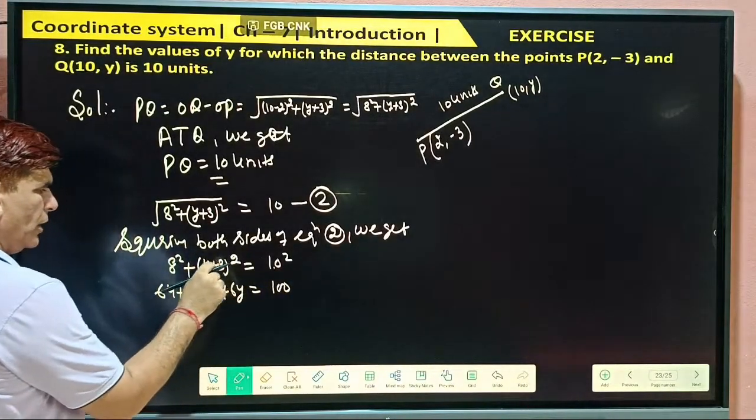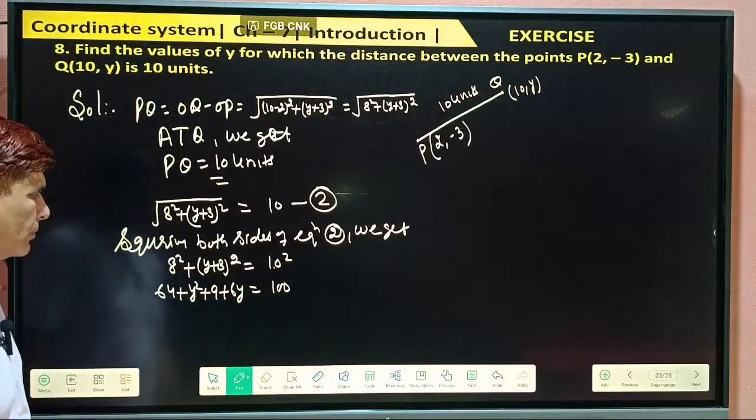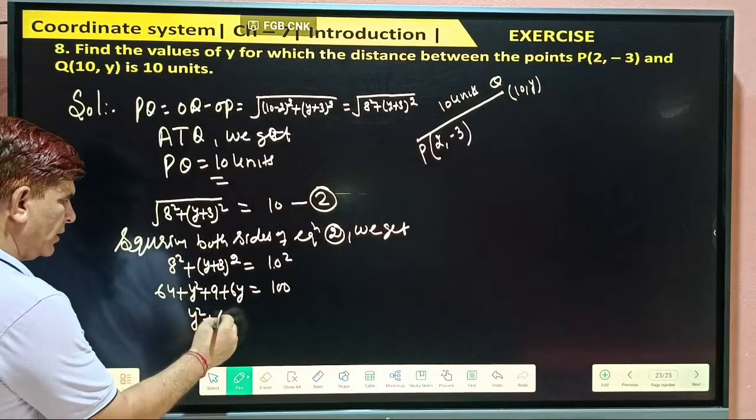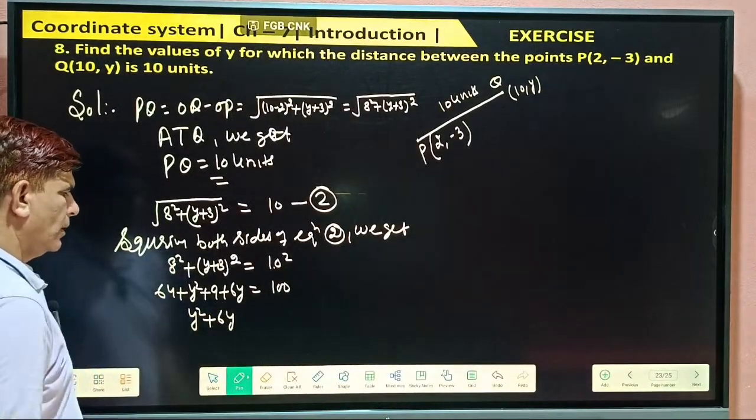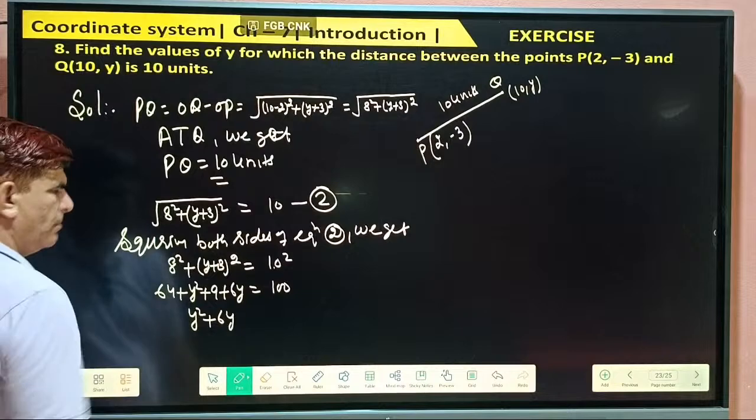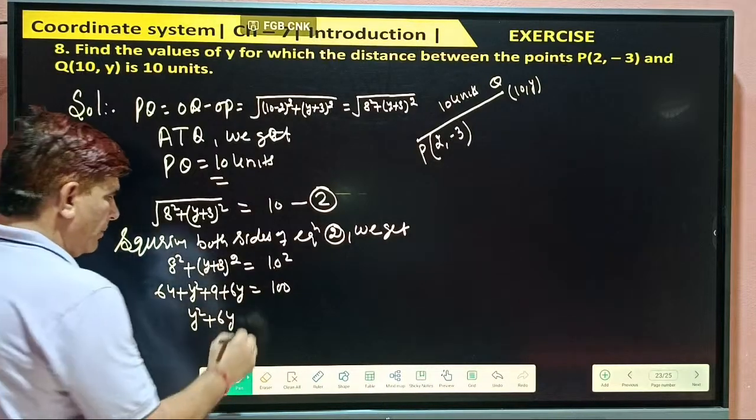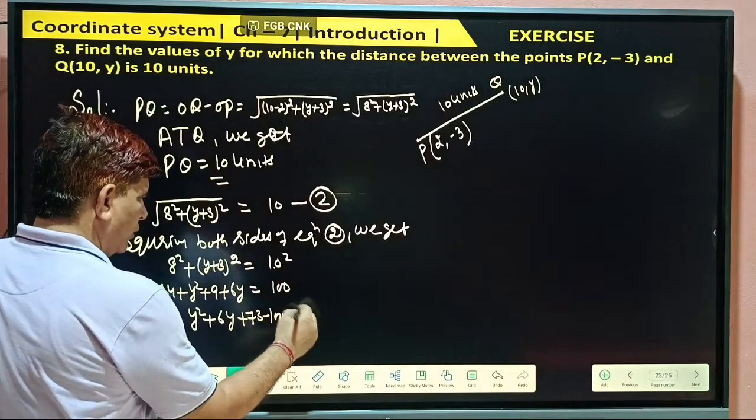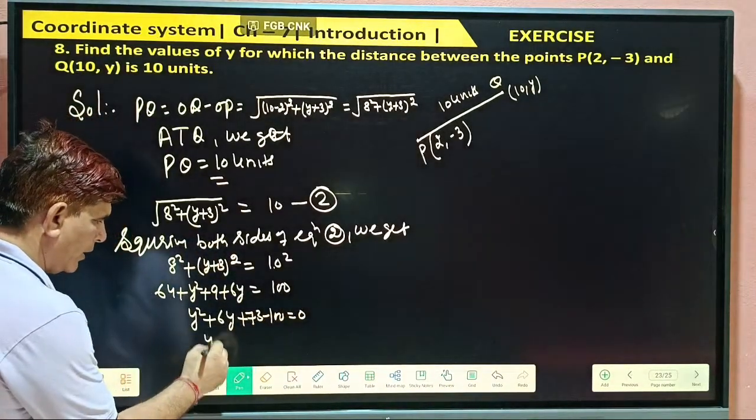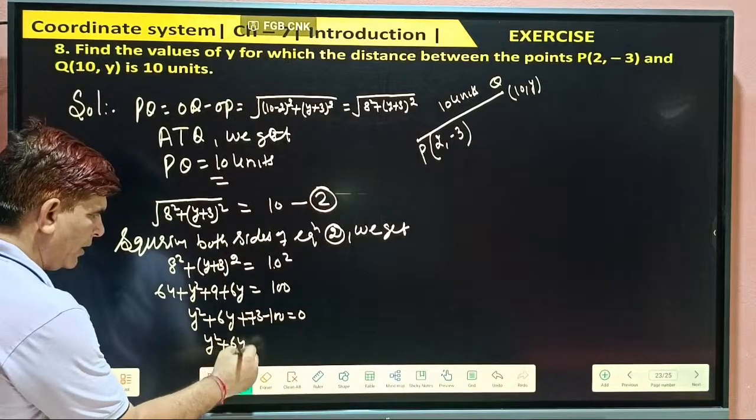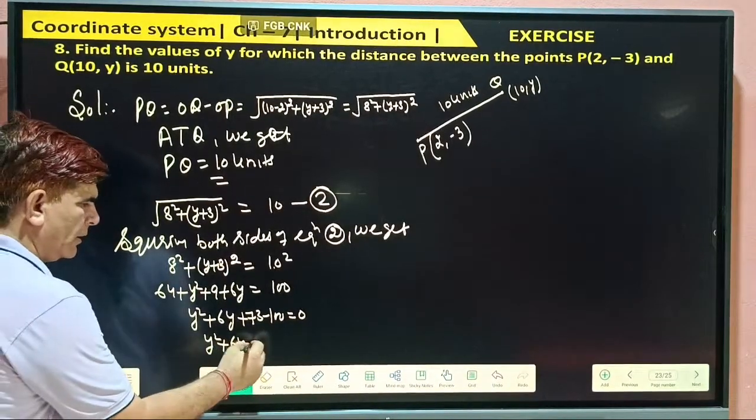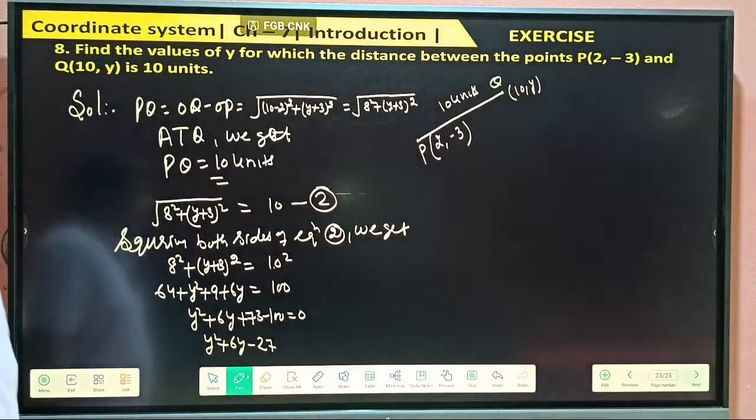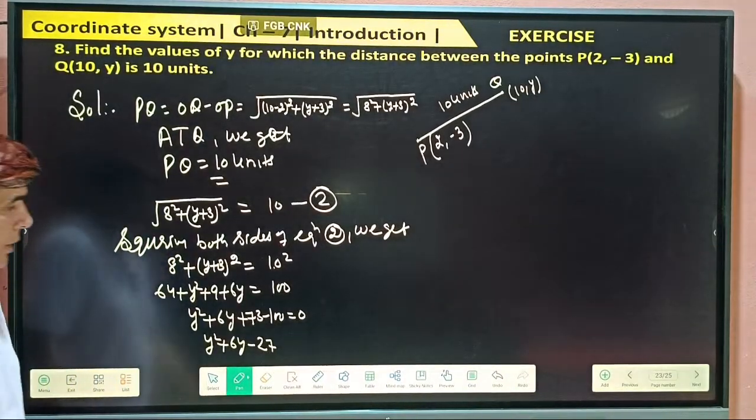Using a square plus b square plus 2ab, we can write y square plus 6y plus 64 plus 9, that is 73, minus 100 equal to 0. So this becomes y square plus 6y minus 27 is equal to 0. Understood?